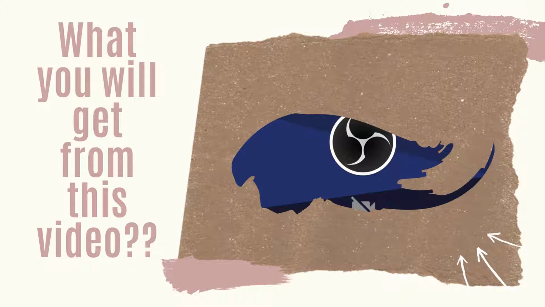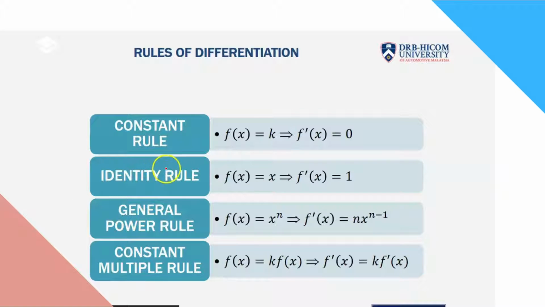At the end of this video, I hope that you should be able to differentiate functions by using the appropriate rule of differentiation. Let's take a look at these rules first. The first rule is the constant rule. For the constant rule, the function consists of no variables. Without any variables, when we differentiate the function, we will have 0.